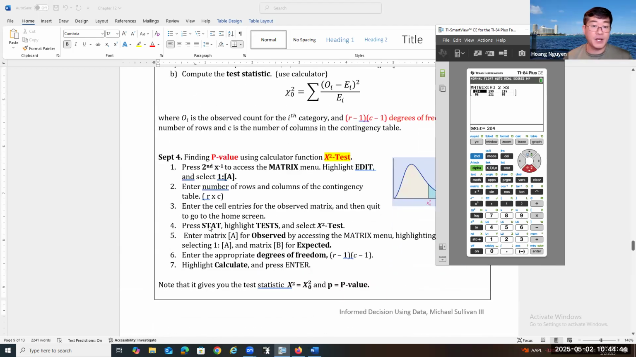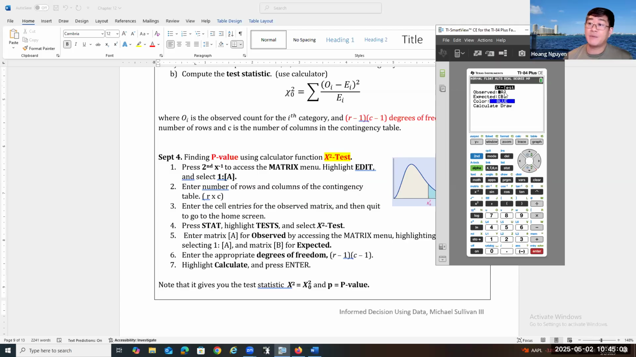So after we're done, we're gonna go stat, and then we're gonna go test, and we're gonna go to the chi-square test. So after you're done with the matrix, you might go second quit, and then stat, and then test, and then chi-square test. There you go, option C, chi-square test.